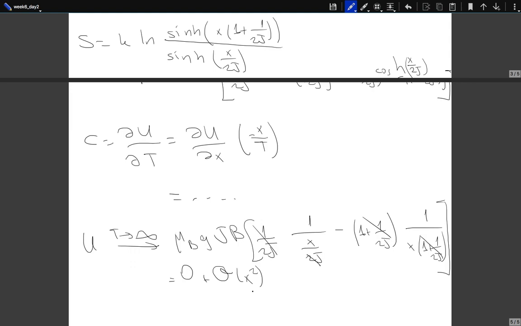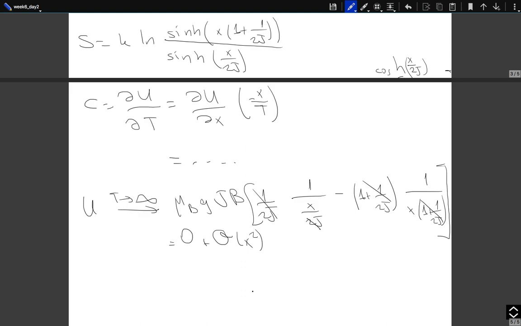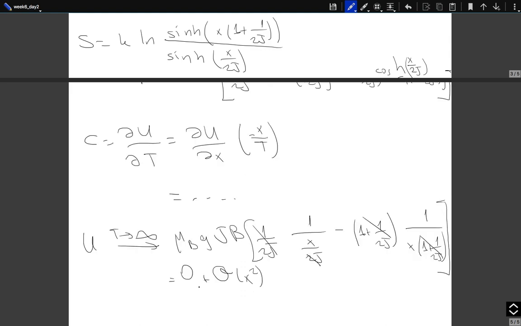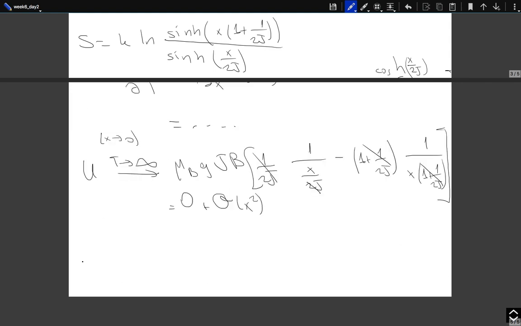So if you want to see how u goes to 0 at large temperatures, we have to calculate the next term. What is the next term in this expansion? Let's say cotangent hyperbolic alpha. When alpha goes to 0, that expansion we need.